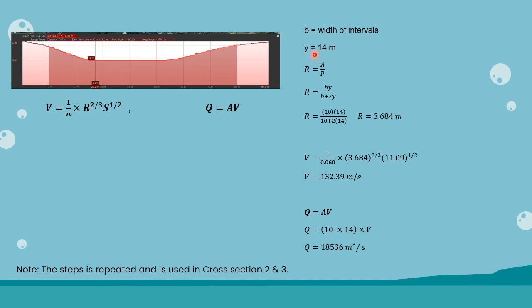So by using Q equals AV, we can get the discharge for the rational method. B, which is the width of the intervals, equals 10. Depth is 14. After that, we just insert the values in the formula until we get Q equals AV. So for Q, we get 18536 meter cube per second. So the step is repeated and used for cross section 2 and 3, which will be detailed in the report.